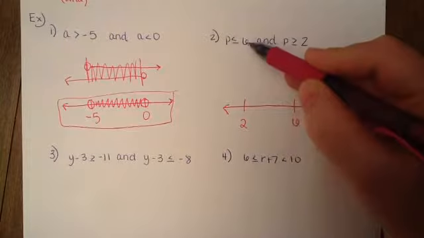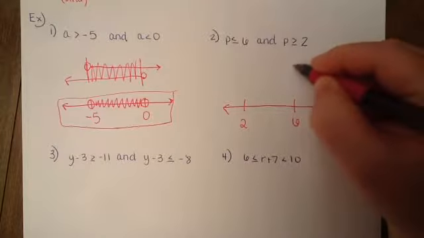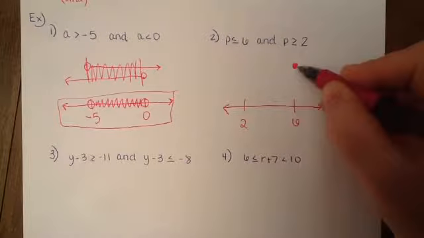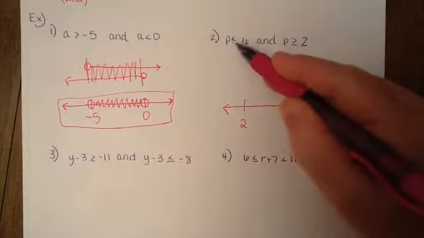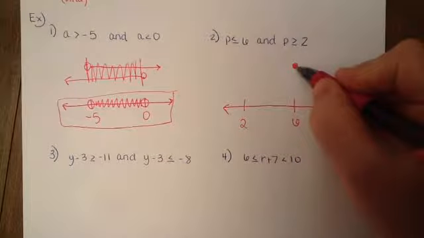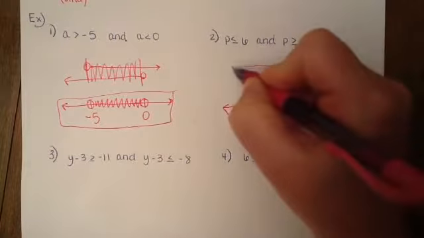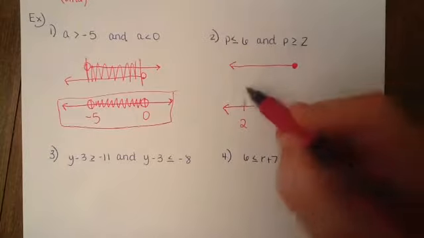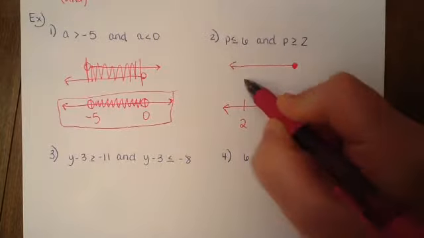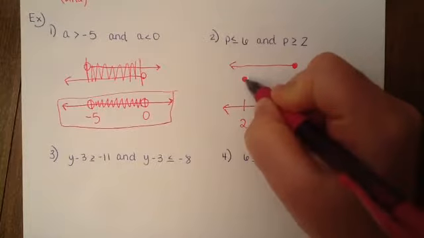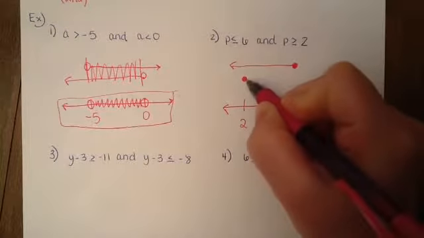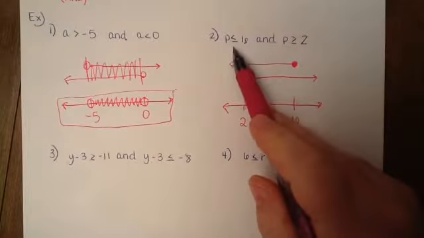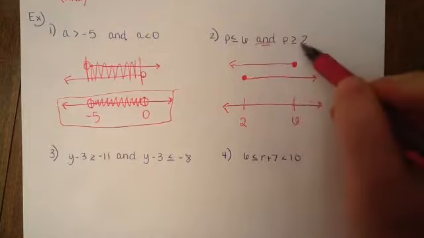What type of circle would we have at 6? Closed. So right above 6, I put closed. P is less than or equal to, so which way do I go? Left. Now let's do P is greater than or equal to 2. So above 2, what type of circle? Closed. P is greater than, so which way? To the right.